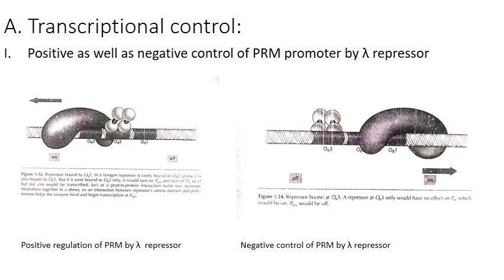Now the negative control is when it binds to operator 3 and does not allow RNA polymerase to bind to PRM. As the RNA polymerase requires repressor protein activation to transcribe the cI gene, but for the Cro protein it does not require the same, it can sit on the operator 1 site and start transcribing from promoter PR.